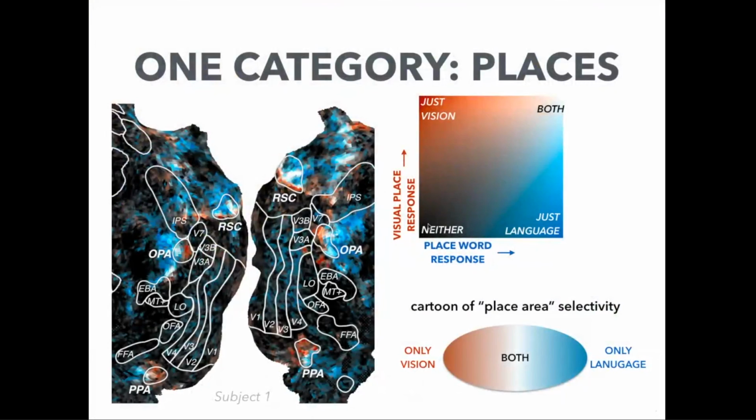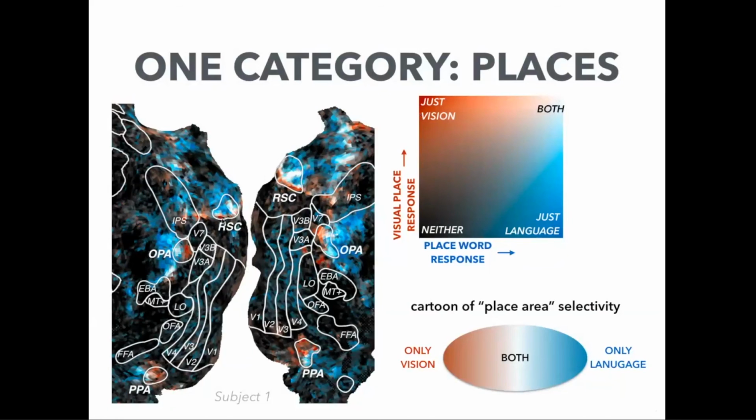So voxels that are black respond to places in neither condition. Voxels that are red only respond to visually presented places. Voxels that are blue only respond to place words. And voxels that are white respond to both visual and language places. And what we see is this pretty interesting pattern. There are three classical place areas, the RSC, OPA, and PPA. We see these in both hemispheres in this subject.